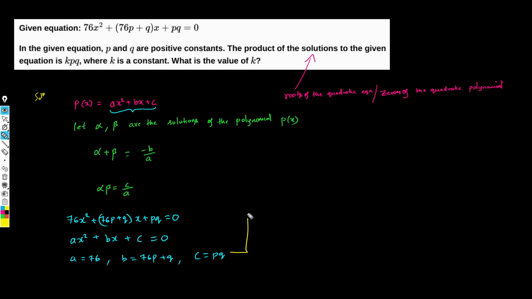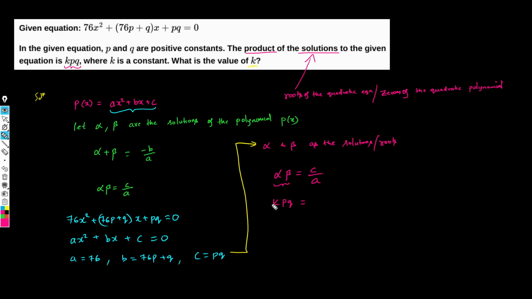Now, they have asked us to find k, and they have clearly mentioned the product of the solutions is kpq. What do you mean by product? Let us take alpha and beta as the solutions or roots. The product is alpha into beta, that is c by a. And we know the product is given, that is kpq.